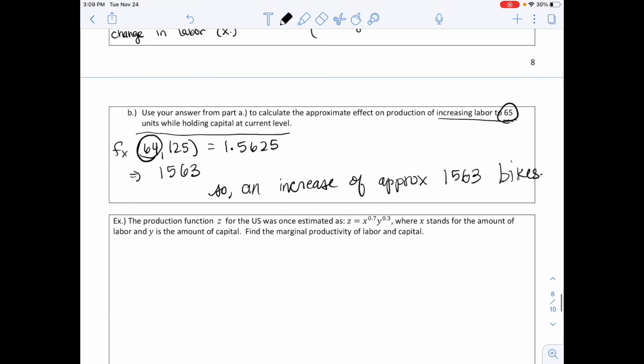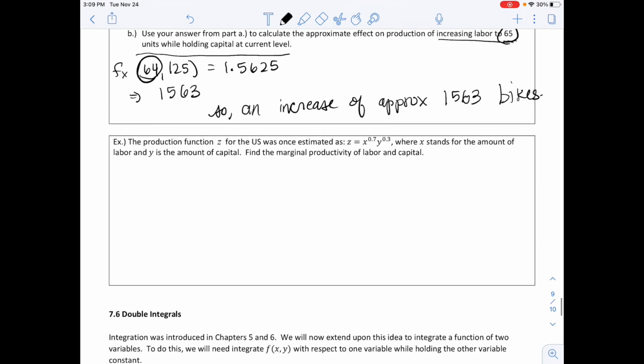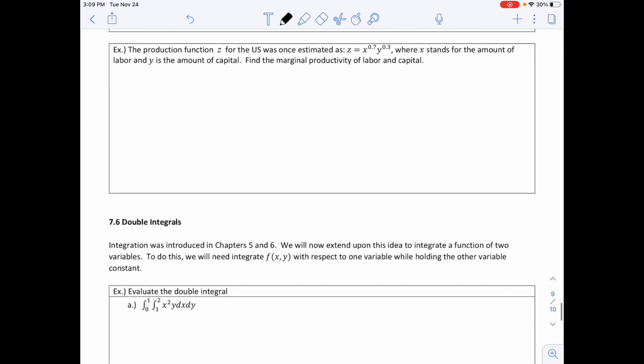So the next example that we have says the production function z for the US was once estimated to be z equals 0.7 y to the 0.3, where x stands for the amount of labor and y is for the amount of capital. Find the marginal production of labor and of capital.